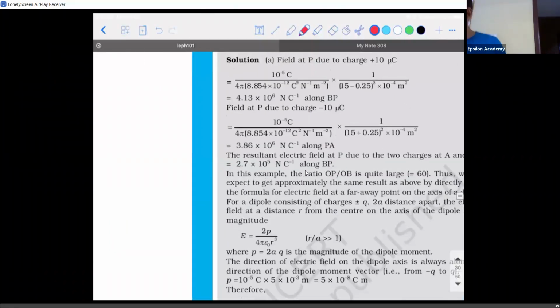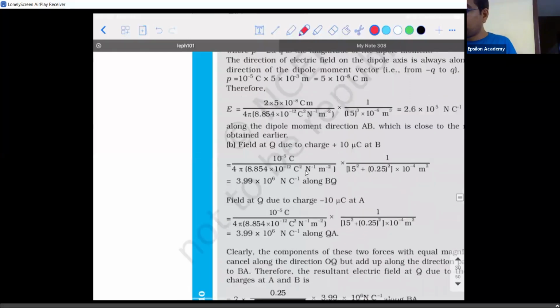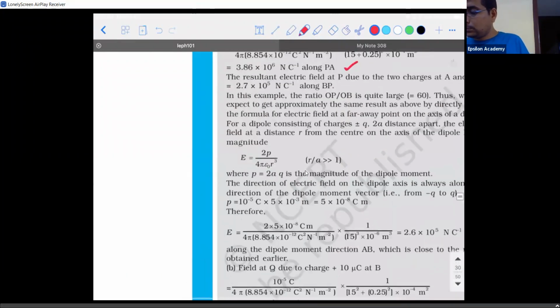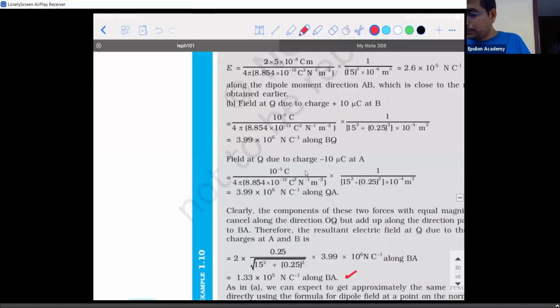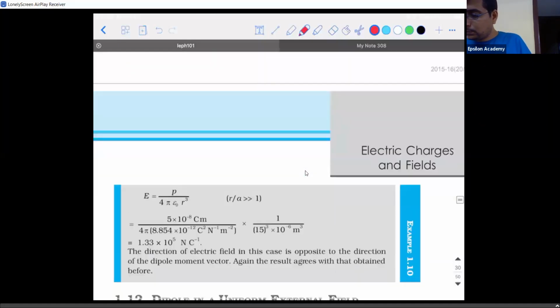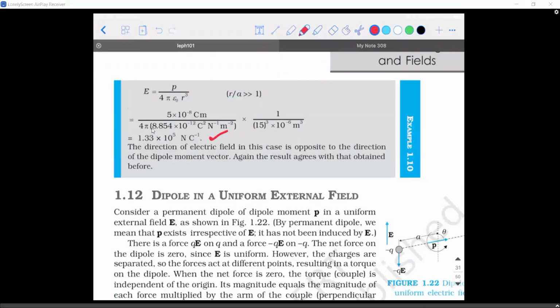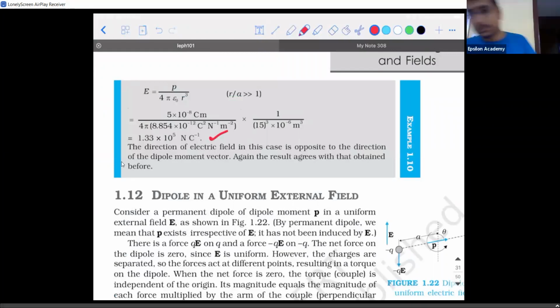So that is why, if you see, the answer comes out to be 3.86 into 10 power 6 Newton per coulomb along the axial point. It should come exactly half of it. Does it make sense? Are you guys able to understand? Yes, sir. Okay. We'll do one last problem and then wind up this session.